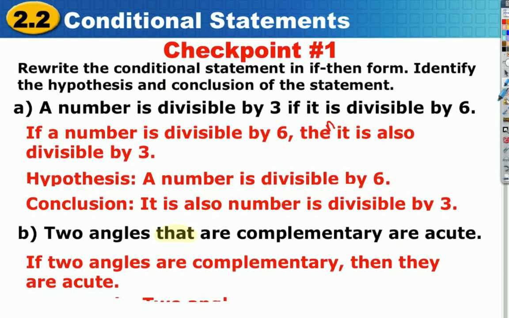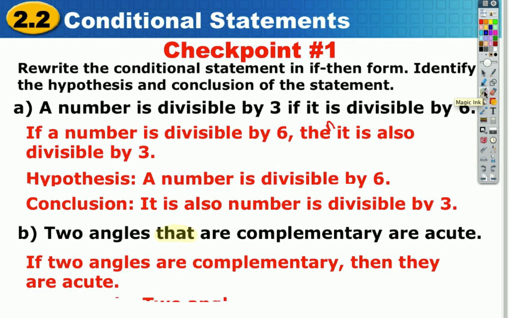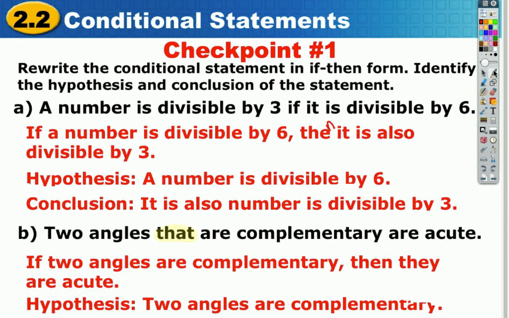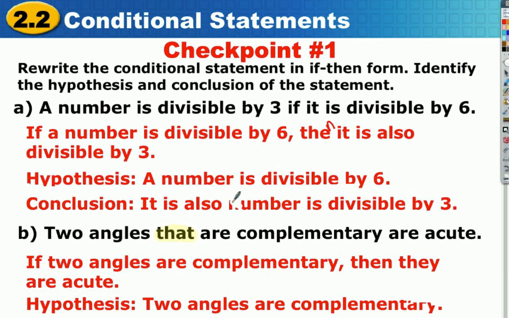Michaela, conclusion for A, I think it would make sense when you read it out loud. No, it doesn't because there's another typo. A number is also number is. Yeah, you think that's not good? Not good grammar? It is also divisible by 3. Yeah, that's not supposed to be there. There we go. It is also divisible by 3. Thank you for reminding me. I caught that earlier and I forgot to change it.